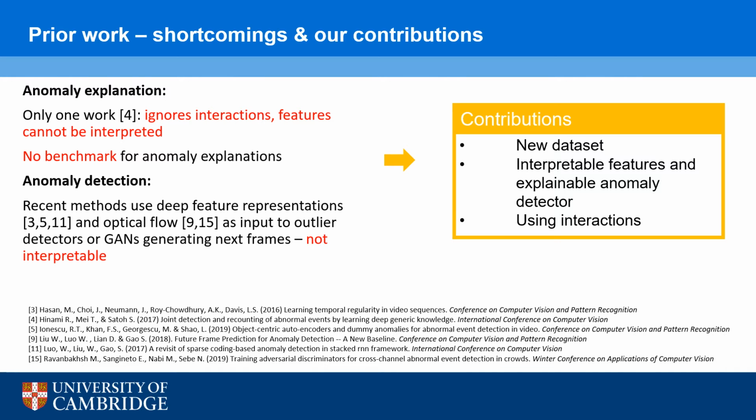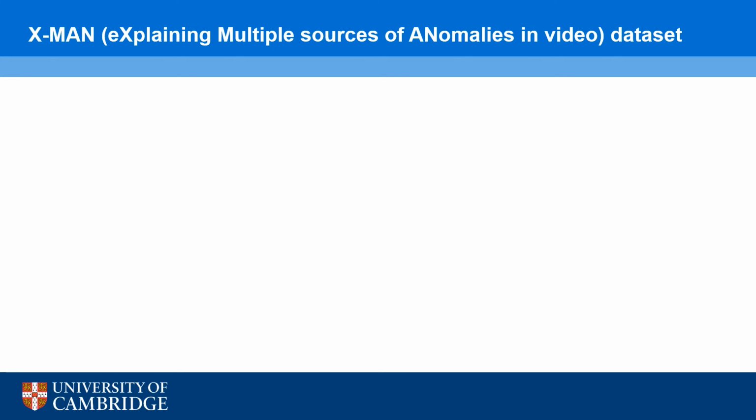To address these shortcomings, our work builds a new dataset for the task of anomaly explanation, shows how to build interpretable features and use them in an explainable anomaly detector, and we are the first ones to use interactions explicitly to detect anomalies. We build a new dataset, X-Man.